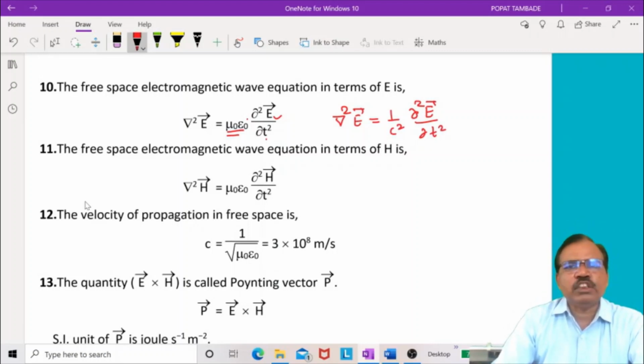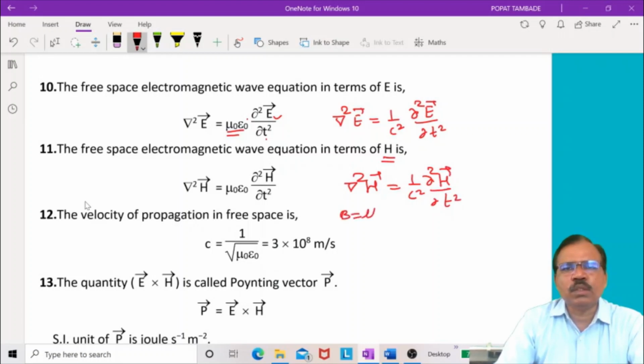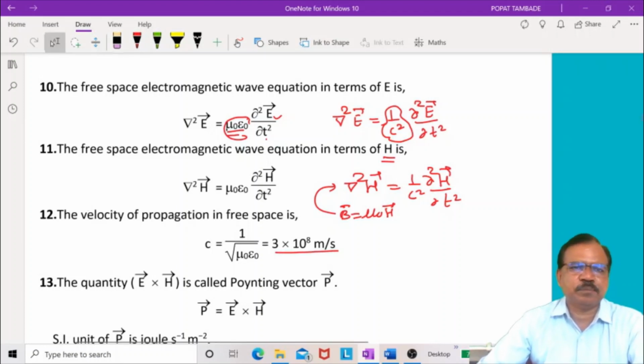Similarly for H, magnetic intensity, we can write del square H is equal to 1 upon c square ∂²H by ∂t square. We can write B is equal to mu 0 H. Then we can convert this into the form of B also. The velocity of propagation in free space: if we take 1 upon c square is equal to this, we get c is equal to 1 upon root of mu 0 epsilon 0, and that is 3 into 10 raised to 8 meter per second.